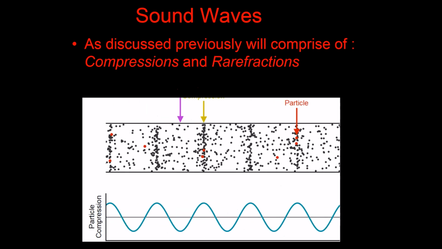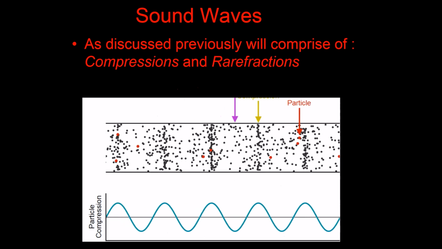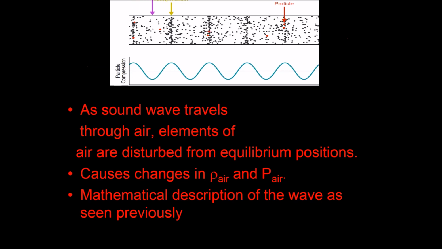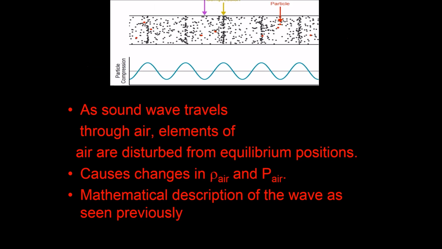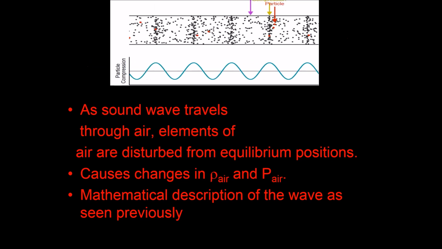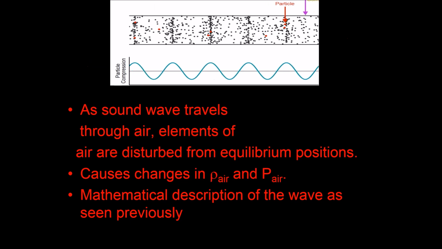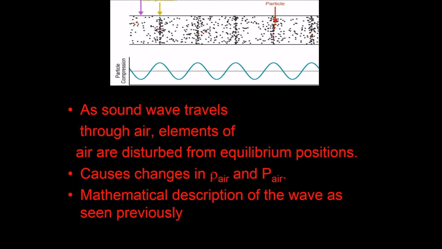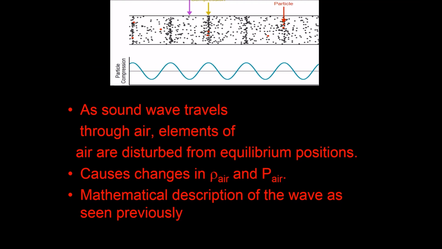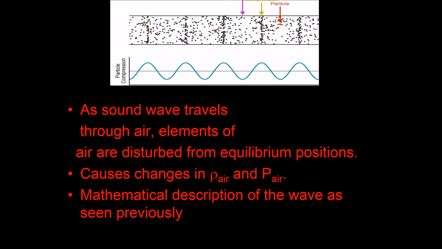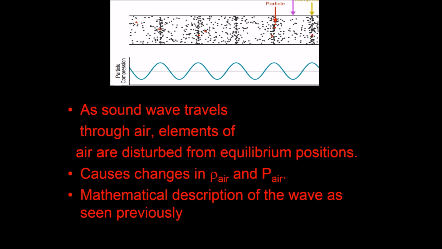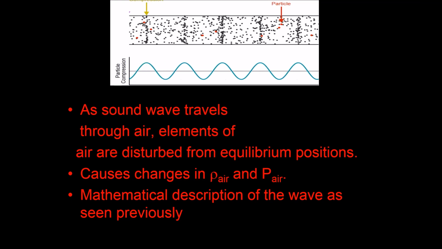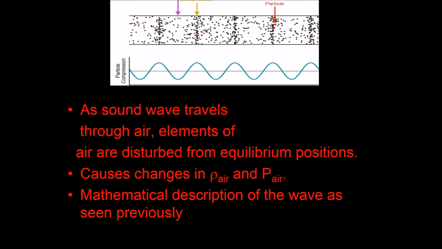So as we discussed before, we'll be looking at compressions and rarefactions. So as our sound wave travels through the air, elements of the air get disturbed from their equilibrium positions, and that causes changes not only in the position of particles in the air, but also in the density of the air and the pressure of the air. And when we're talking about the waves, as we said, they are just waves. So we can look at our previous material to really see how waves behave, and we can apply that to our cases of sound waves.